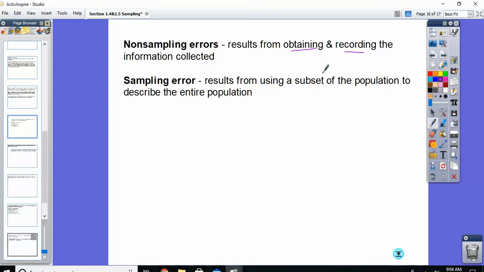Sampling error is a result of the sample you chose. So it's because you had a poor sample to begin with that you got bad results. Non-sampling error might be, I was recording people's answers and I wrote down the wrong thing. Or I had some response bias in the answers that I got. And so that changed the data, and that gave me a non-sampling error.